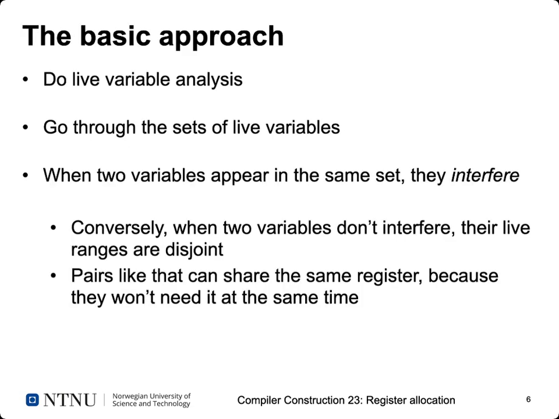So our basic approach for register allocation looks like this. First, we perform a live variable analysis, and you've already seen how this works. And then you go through the sets of live variables, and when two of these variables appear in the same set, we say that they interfere. On the other hand, when two variables don't interfere, we know that their live ranges are disjoint. And two variables that don't interfere, for these it's actually possible to have them share the same register because we know that their values are not required at the same time.